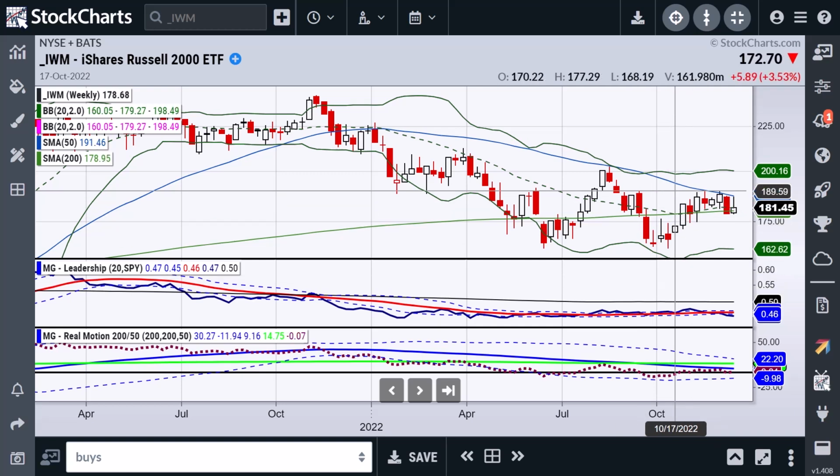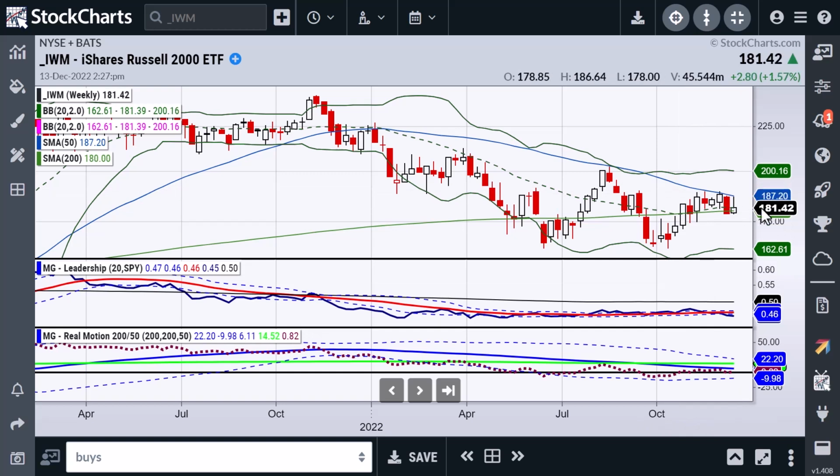On the flip side, of course, as we said, if this 50-week moves up, can we get through it? Can the price go above it? Can we start to see some leadership back?